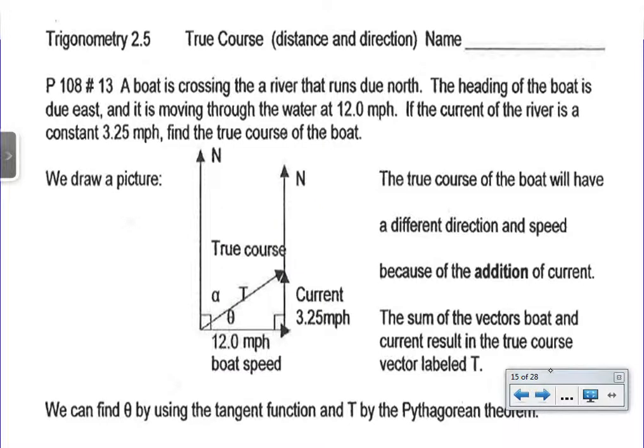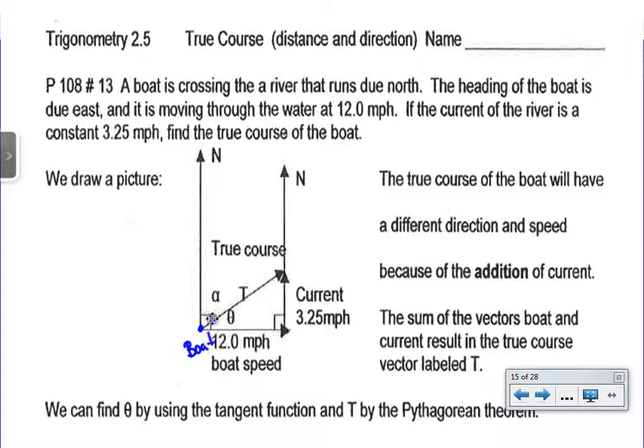The next section I want to talk about involves what's called true course. So go through your notes, like I am, and try to find the part of the notes that is titled 2.5 true course. Alright, so the bearings idea still applies to what we're about to talk about. A boat is crossing the river that runs due north. So the heading of the boat is due east, and it's moving through the water. So here's your boat.